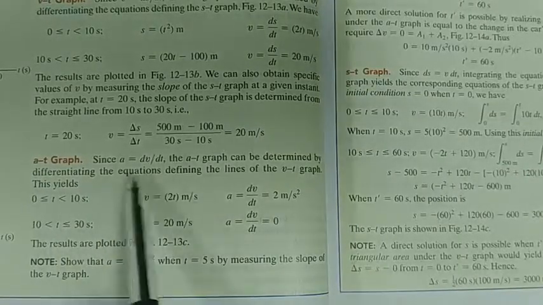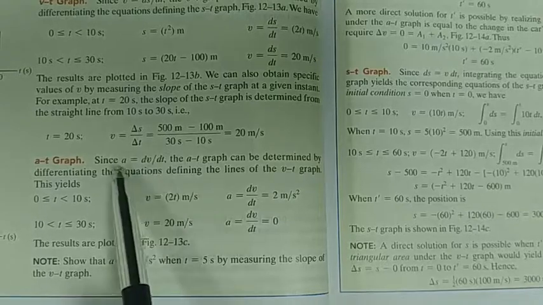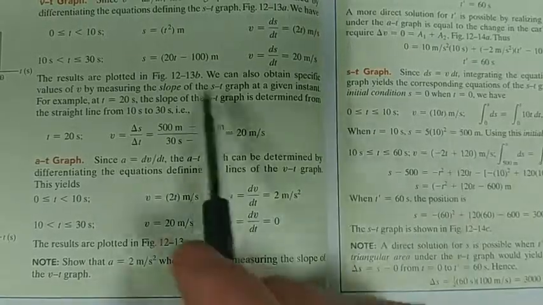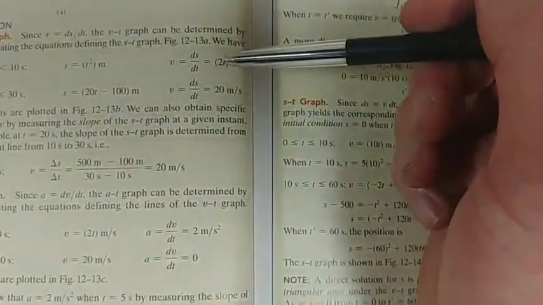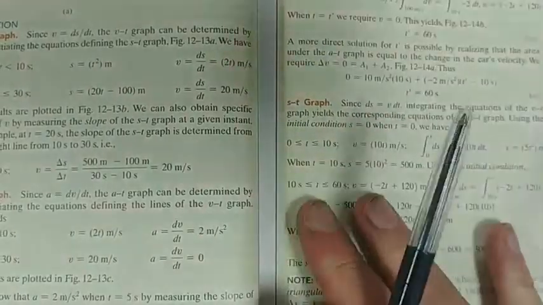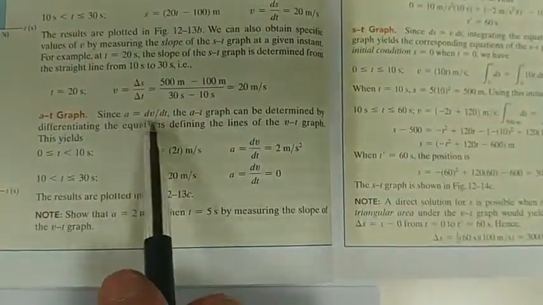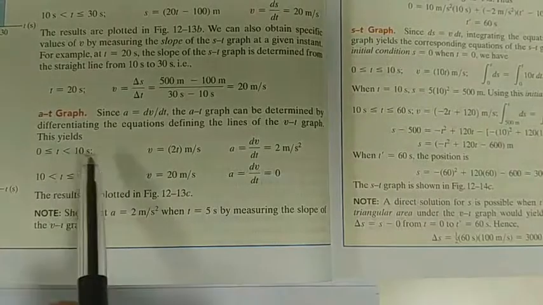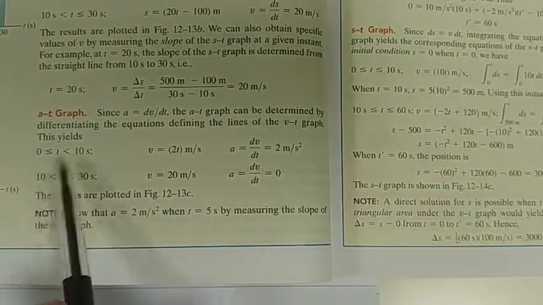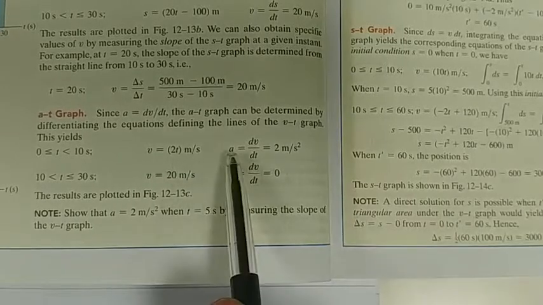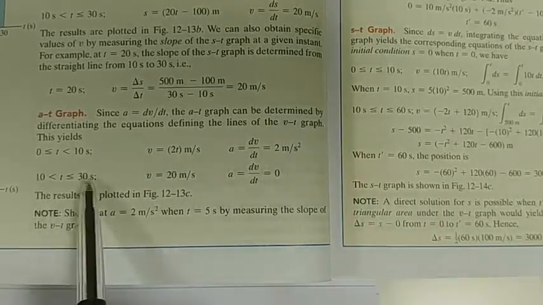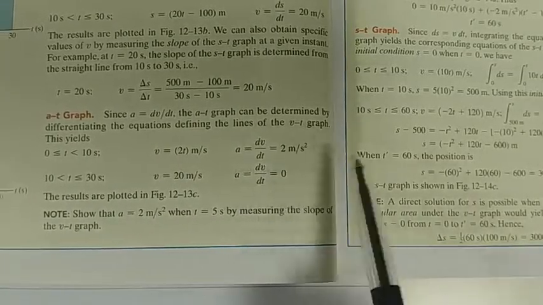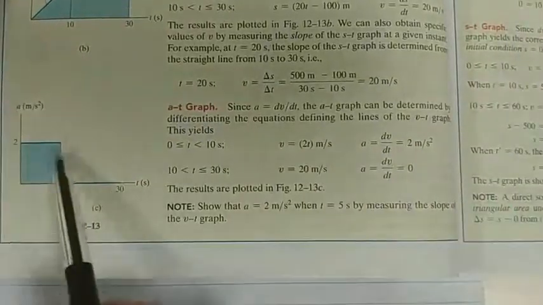We break it up. First of all, we have to identify the correct fundamental equation, and in this case it's a equals dv dt. We have our velocity time curves over the two time periods. Now our acceleration is the derivative of our velocity equation. Again we break it up into its different time periods. From 0 to 10, what is my velocity? And my acceleration is dv dt. From 10 to 30, what is my velocity? Acceleration is dv dt equals 0. We take those two and construct our acceleration time curve.